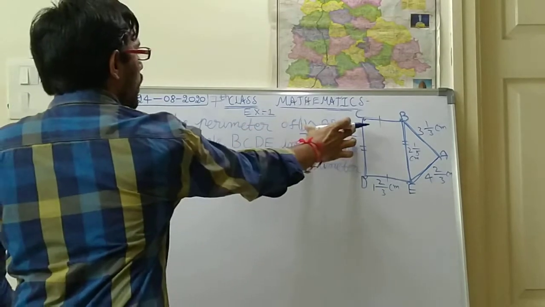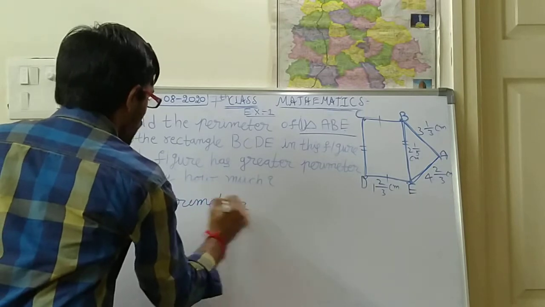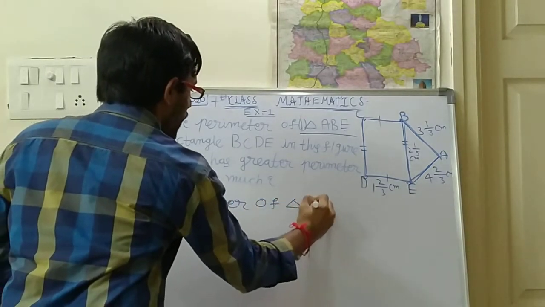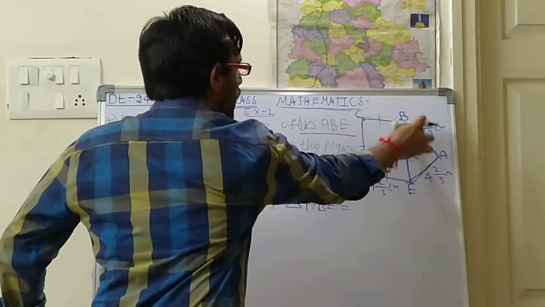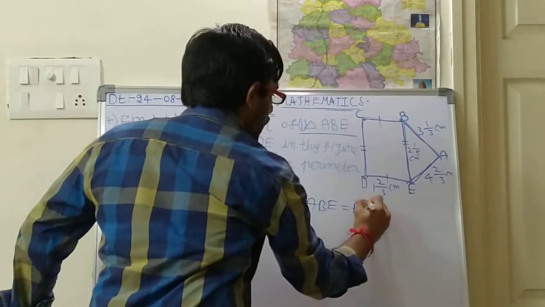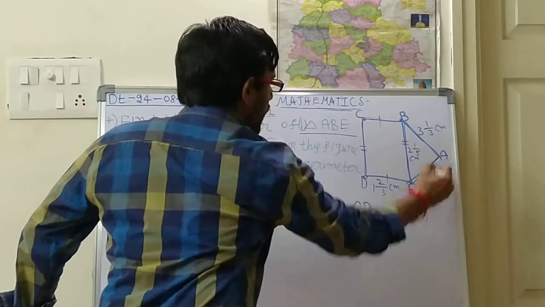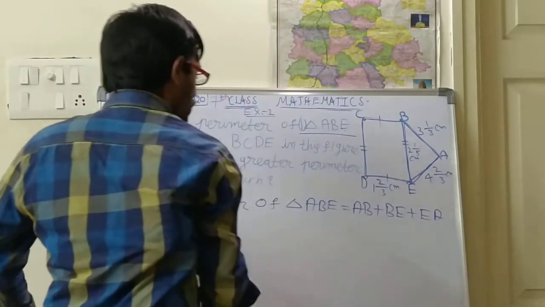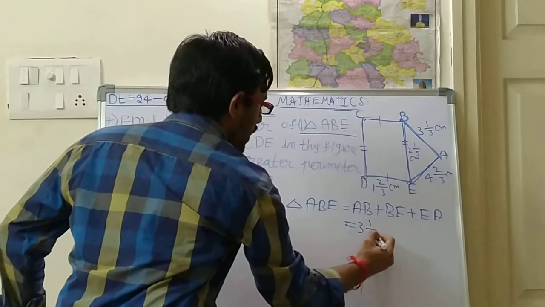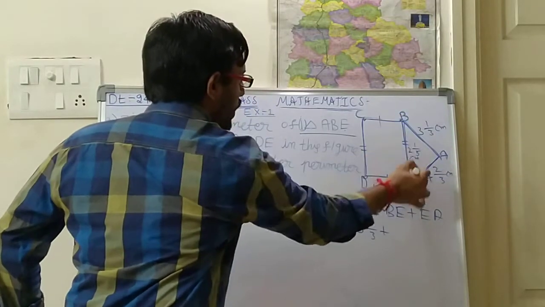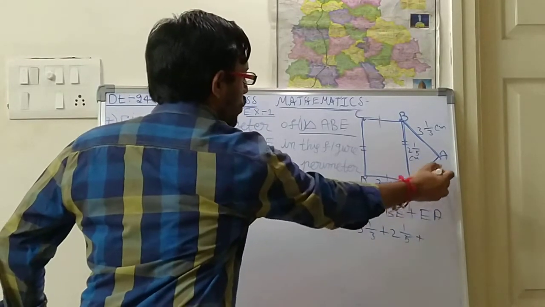First, the perimeter of triangle ABE. The perimeter of triangle ABE is equal to AB plus BE plus EA. Here AB is 3 1/3, plus BE is 2 1/5, plus EA is 4 2/3.